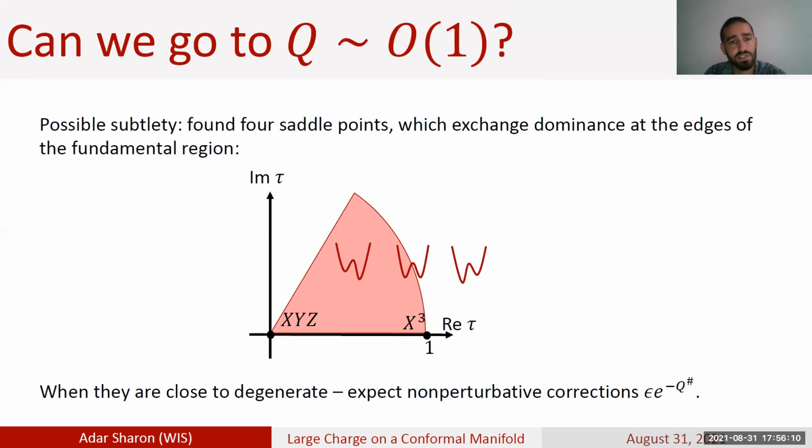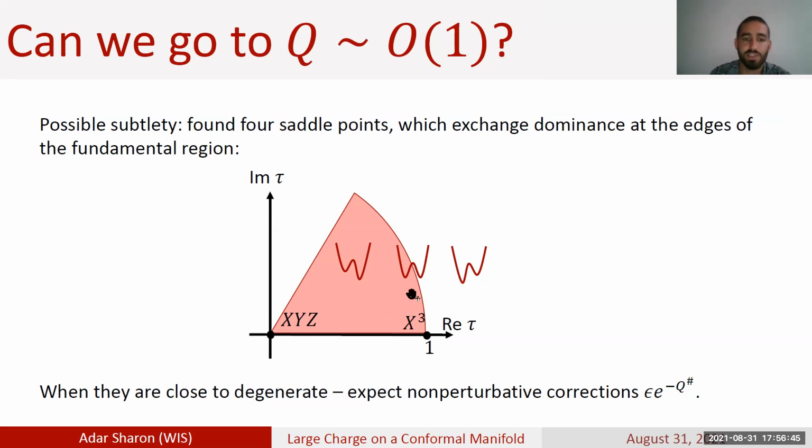So we have a guess as to where this comes from. Remember that we had 4 different saddles and they exchange dominance as you vary tau. And in particular, close to the edges of the fundamental domain, you would find 2 degenerate saddles. So it would not actually be 1 dominant saddle, but 2 saddles very close together. In this case, the analysis might not be completely correct. So just taking a saddle point and expanding around it would not give you the correct result, because you would also have to take into account non-perturbative corrections coming from instanton corrections tunneling between the 2 saddles.